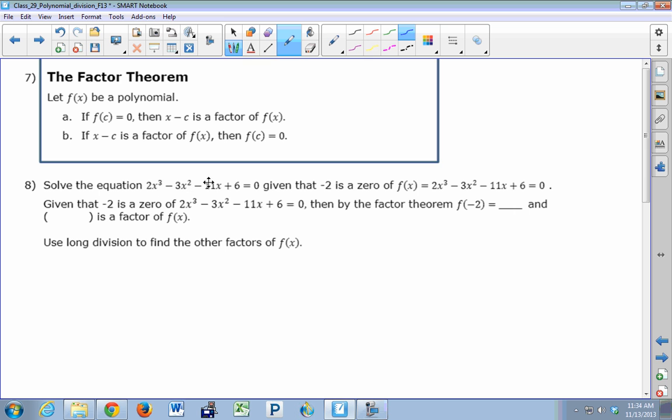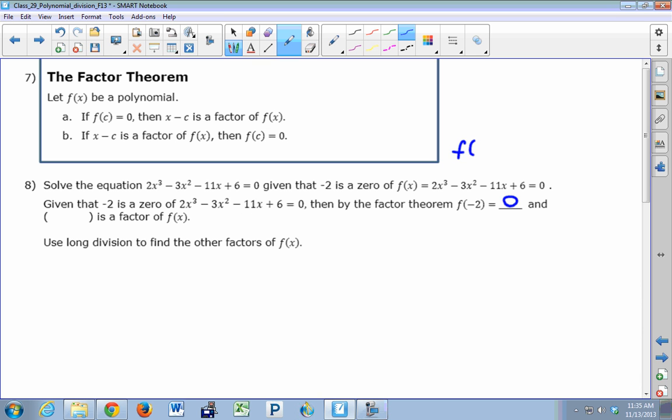Solve this equation. If I asked you to solve this equation, right now you can't solve this because you can't use your quadratic formula because it's a cubic. You can't factor that right now. But if I said -2 is one of your zeros, then what does that mean? It means that f of -2 equals 0.